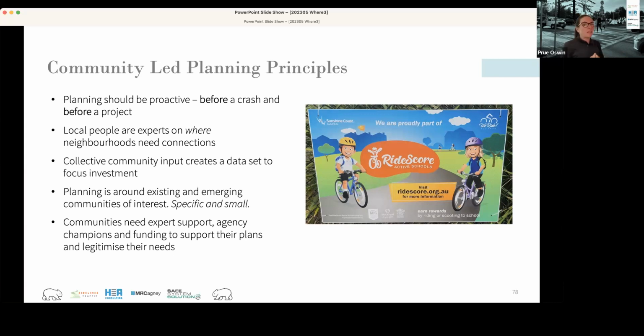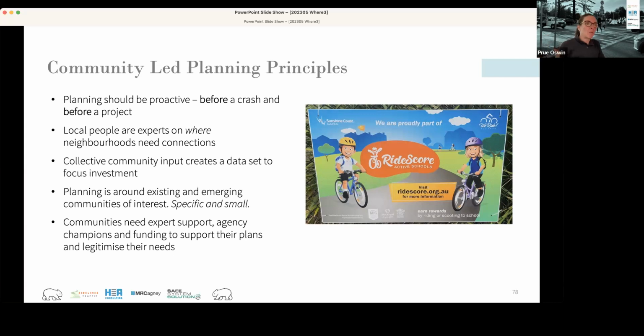And planning needs to be around existing and emerging communities of interest. So we want it to be specific and relatively small. Walking is something that happens at a local network. We need to get it really right at that fine grain. We can get a crossing 50 meters out off the alignment and nobody uses it. So we want it to be quite specific. Communities need expert support and agency champions and funding to support their plans and to legitimise their needs.